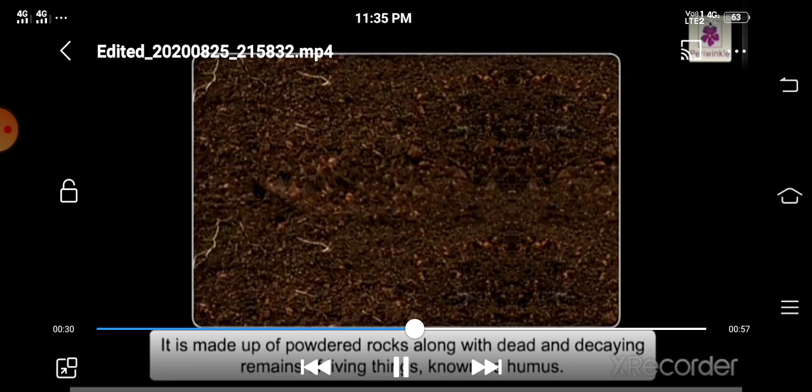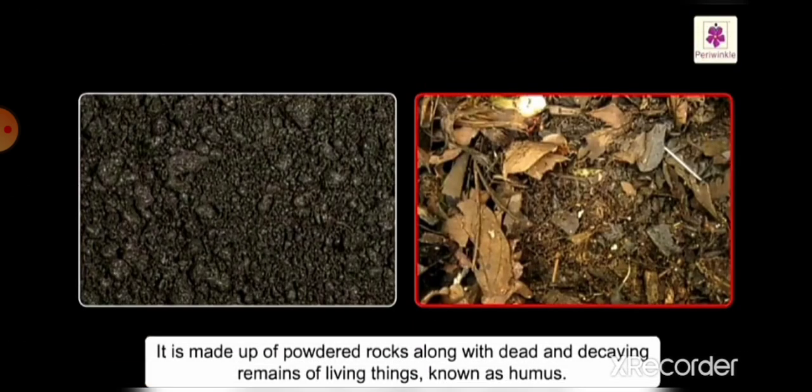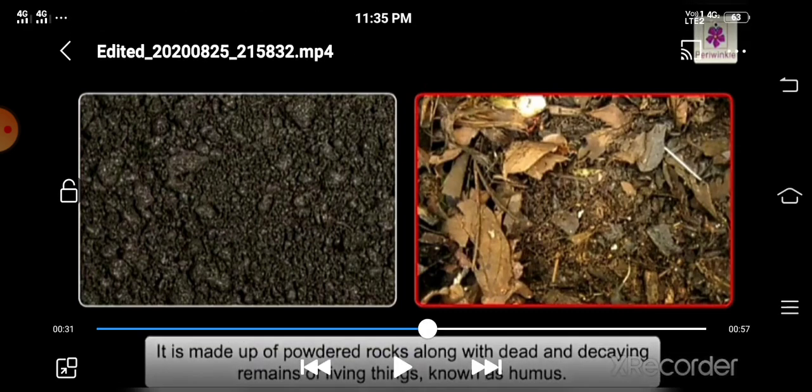So, what is humus, children? Humus is made up of powdered rocks along with dead and decaying remains of living things. This is very important for the plants to grow.